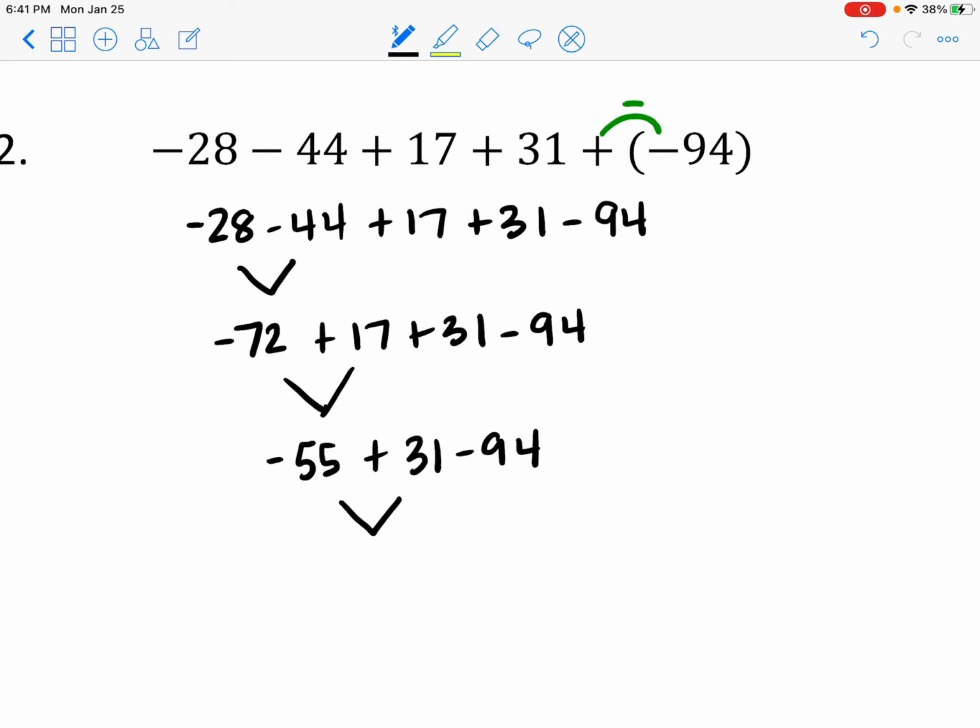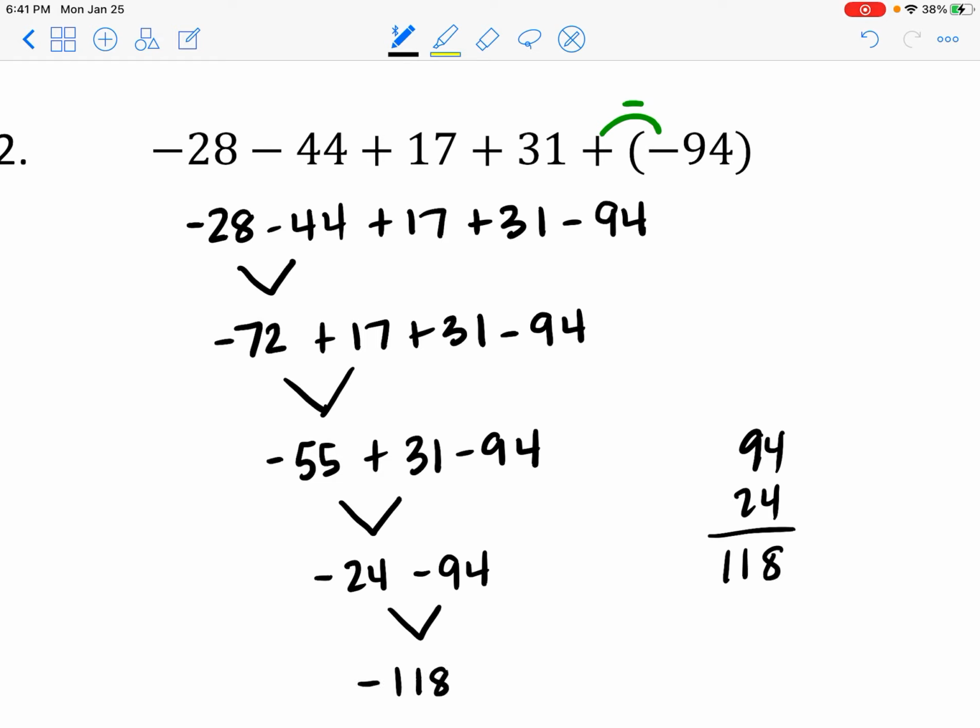Now I'm going to go with the next two numbers, negative 55 and 31. One's positive, one's negative, so I'm going to find the difference. So 55 minus 31 gives me a difference of 24. And again, the bigger number, 55, is negative, so I'm going to make that a negative 24. And then lastly, I'm going to bring down the minus 94. So when I put these two together, same sign, sum. So I'm adding 24 and 94. 24 and 94 is going to be 118, and I keep the sign. So add them, keep the sign, that makes my result a negative 118.